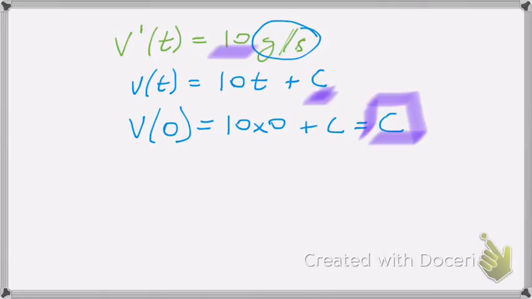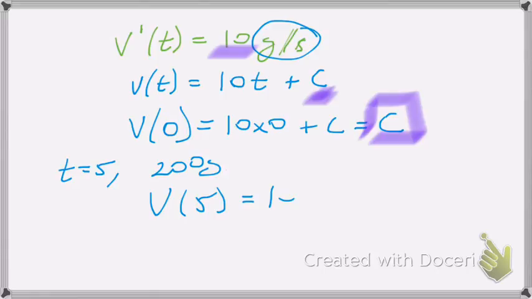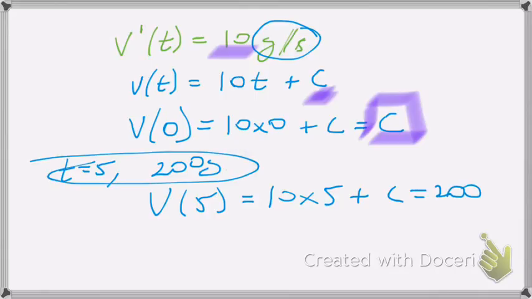The question could say they start with 500 grams of food, or it might say after time 5 they have 200 grams in their food tray. How much did they have at the start? Then you've got V(5) equals 10 lots of 5 plus C, but it also equals 200 based on this information. So C in that scenario is 150. And then you would go and answer more questions.